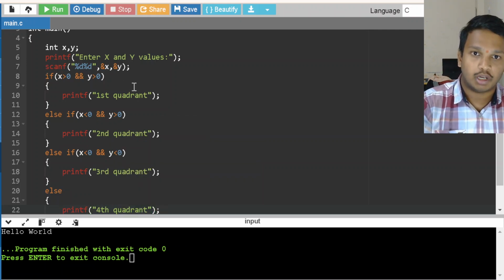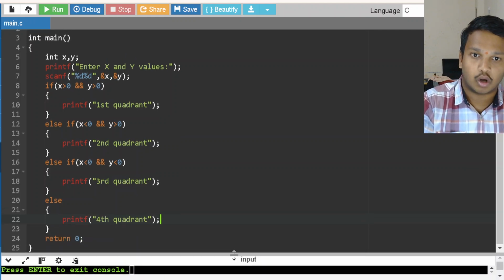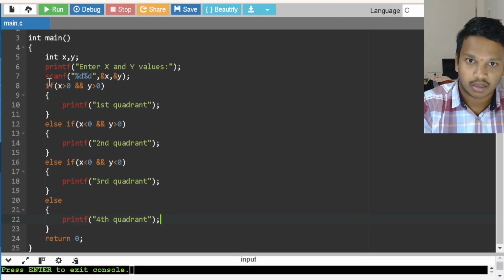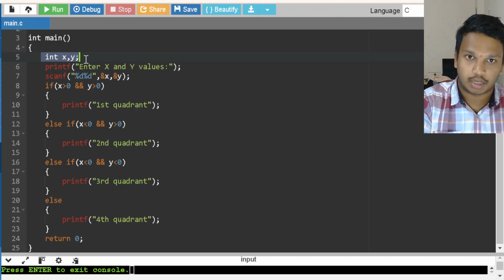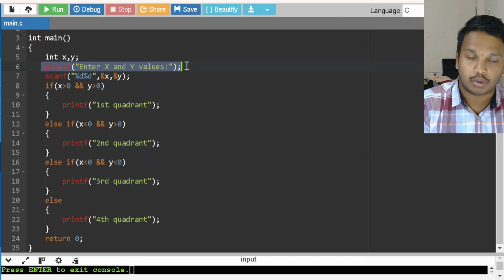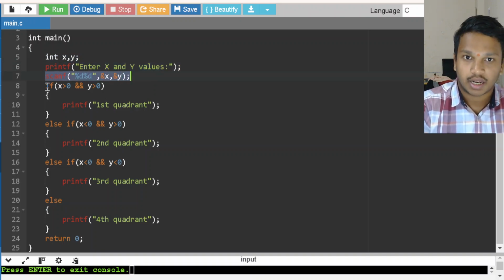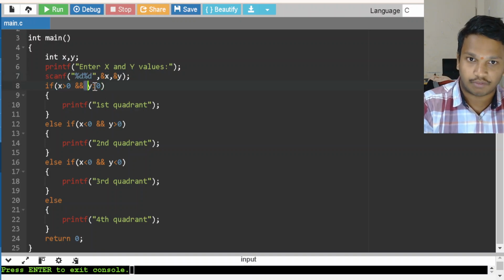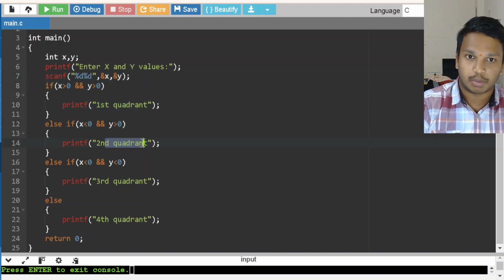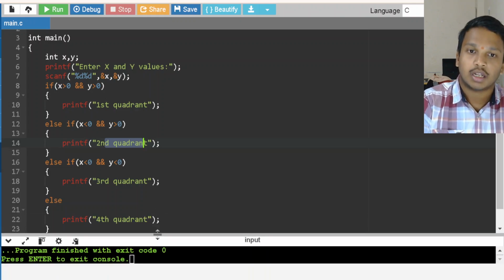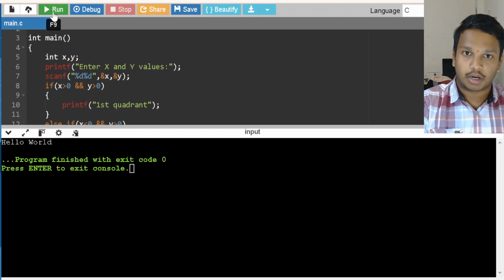If you observe carefully, whatever steps we discussed in the algorithm, I have written them as they are. First, I told that we read x and y values. Before reading the x and y values, we need to declare them when we are writing the program. I am asking the user to enter x and y values, and we are reading those values and storing them in x and y. If both values satisfy the first condition, it prints first quadrant. In case of the second condition, it prints second quadrant. Now, let us run this program.